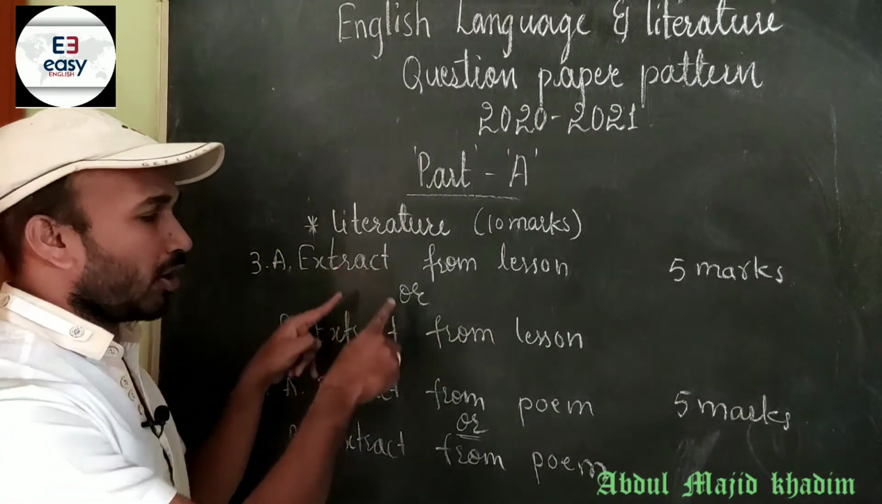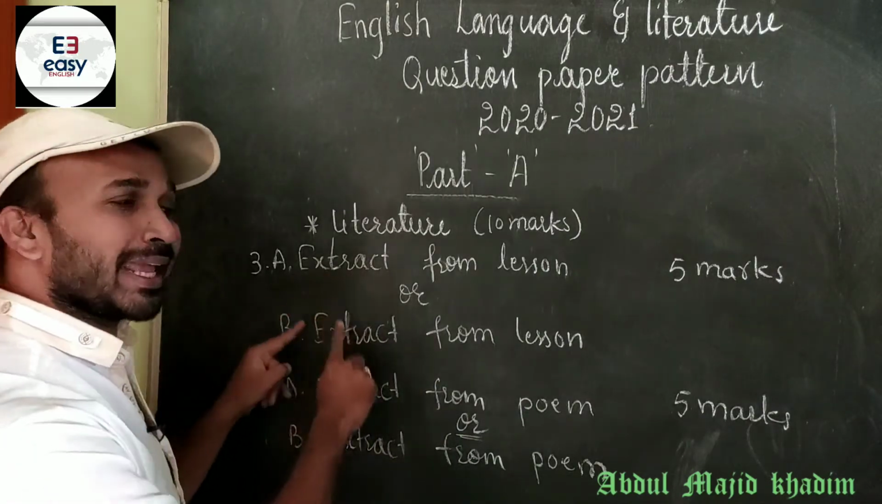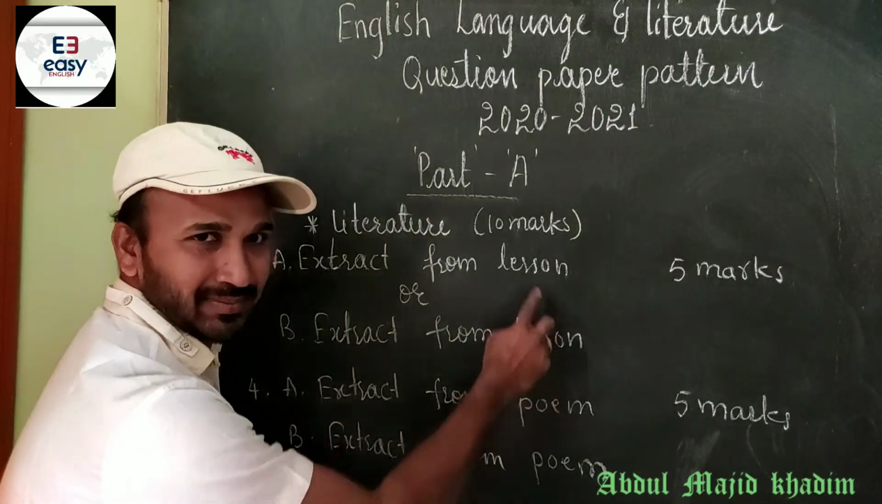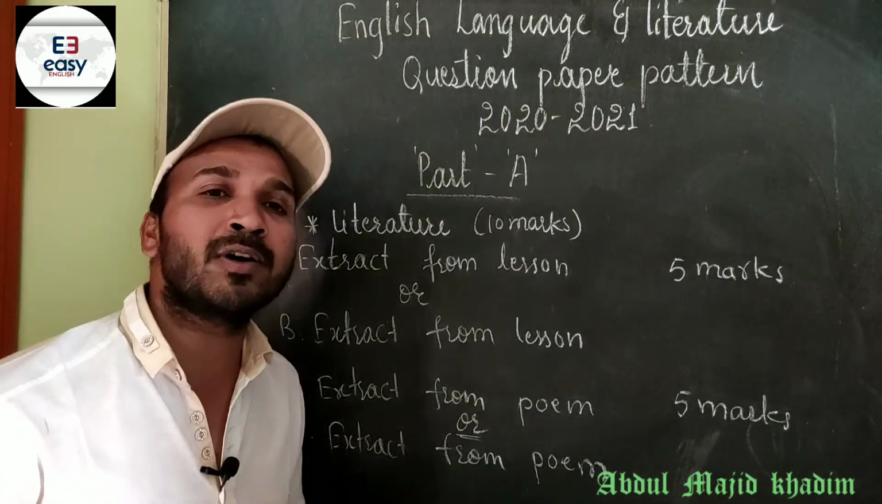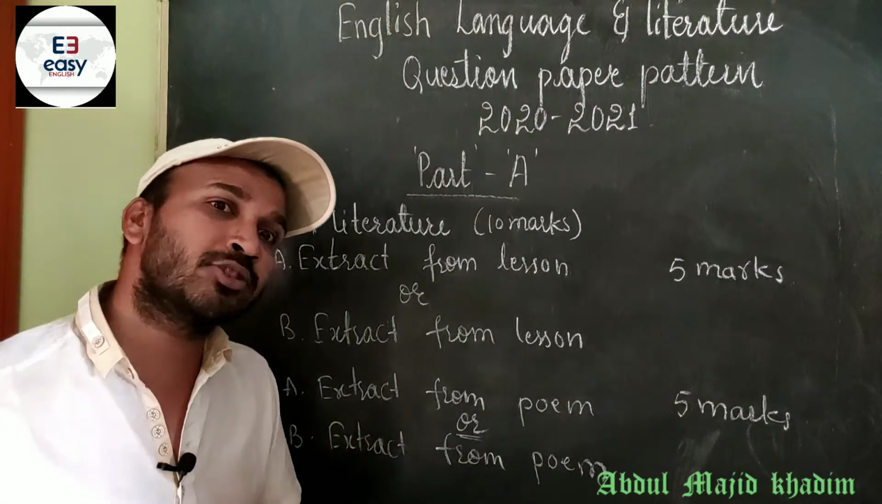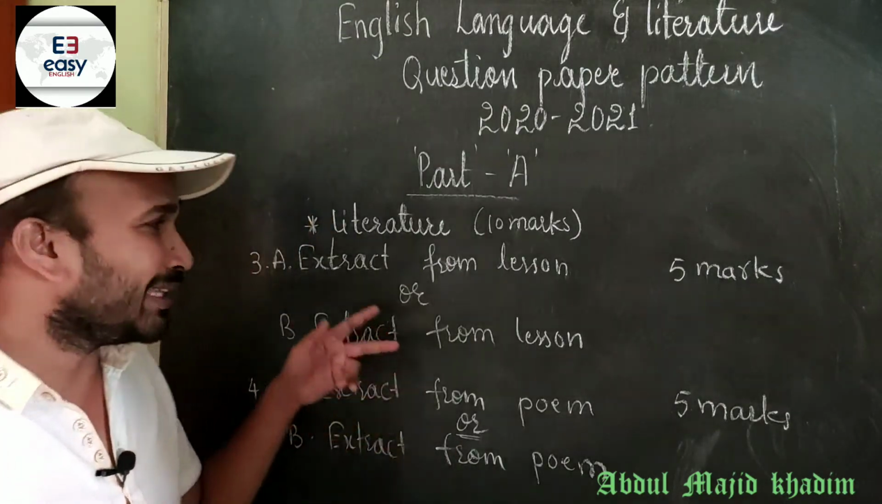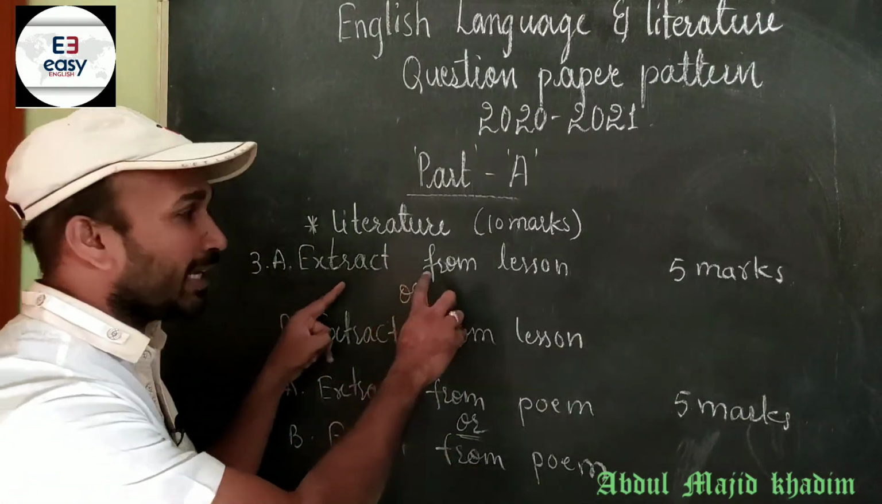You can write A or B. Any one extract you have to select. Both extracts are from lessons. And on the basis of these extracts, the questions will be asked like objective type questions, and both are from the lessons itself. So you have to select any one.